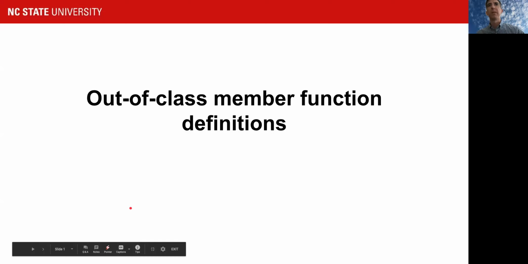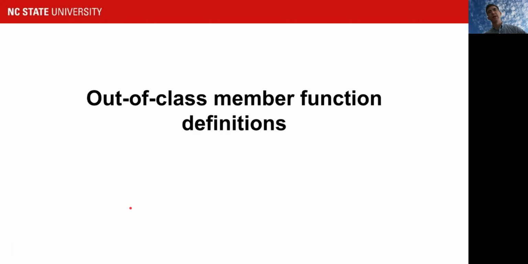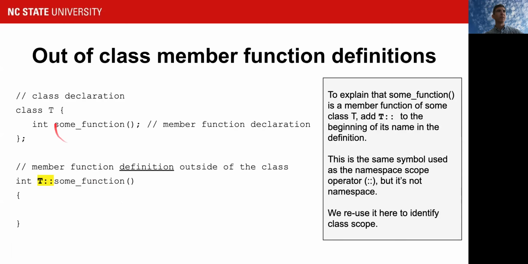Okay, in this video, I want to briefly touch on a C++ language concept that's general and applies to any C++ class you can implement, and that's out-of-class member function definitions. It's a bit of a mouthful, so let me explain what that is. So let's say we declare some class T, and inside of it we have a member function.